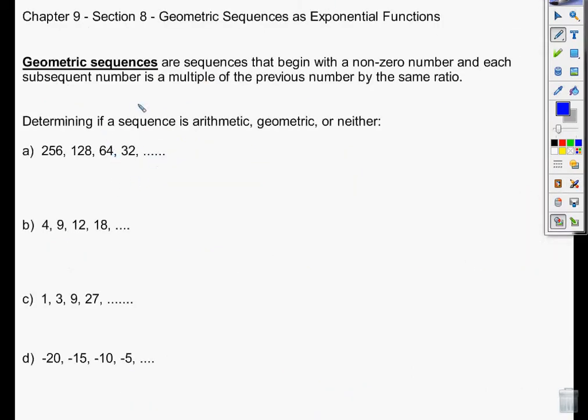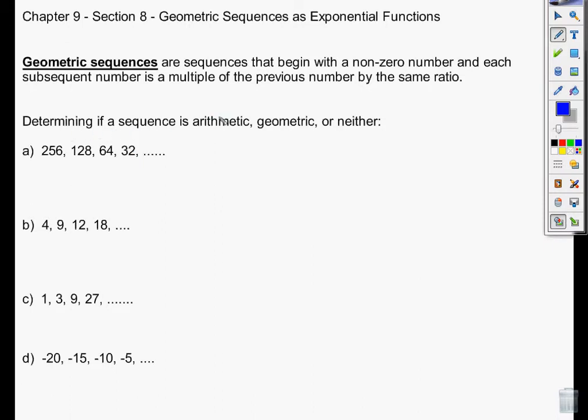Okay, so now let's go back. So we have geometric sequences. Now, the arithmetic sequences could start with 0, because when we just add something to it or subtract something from it, you can start with 0. But we can't start with 0 on a geometric sequence, because if I start with 0 and then I multiply by anything, it's just 0. So my whole sequence would be just 0, which doesn't work. So we start with a non-zero number, and then each subsequent number, so every number after that, is a multiple of the previous number by the same ratio.